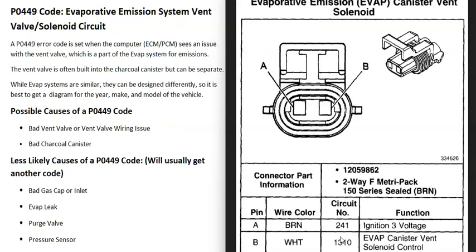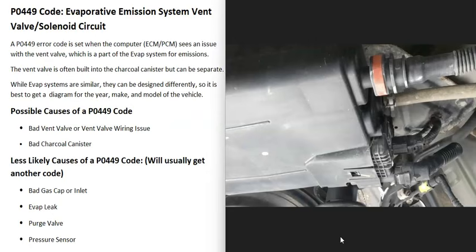If you do go to check out the wiring, you will need to get a wiring schematic for your particular vehicle to know for sure what's going on. But basically, you go through, check the wires, be sure there are no opens or shorts, and that you are getting voltage back to that vent valve and things like this. Because the first thing that could cause this is a bad vent valve or the wiring going to the vent valve. And the next thing that could cause this is a bad charcoal canister.